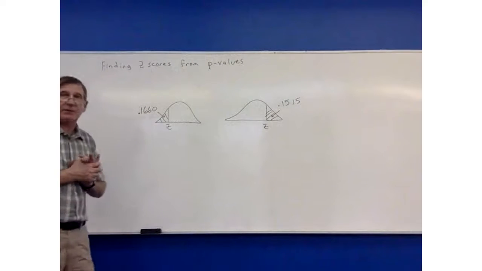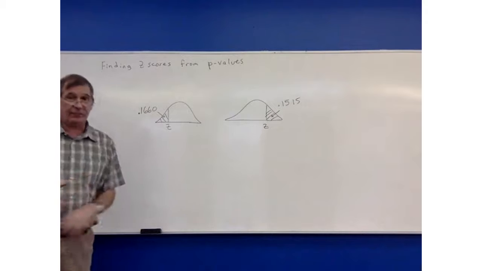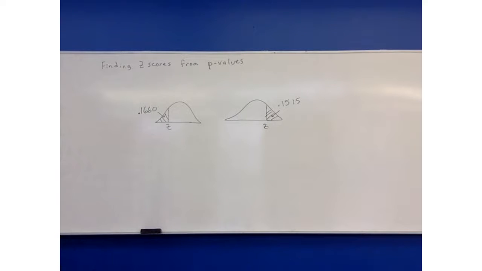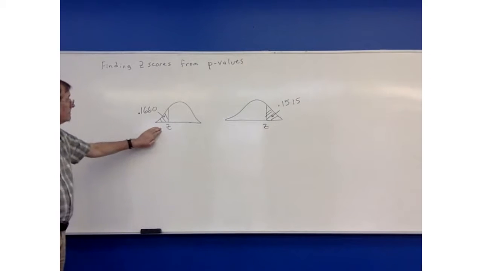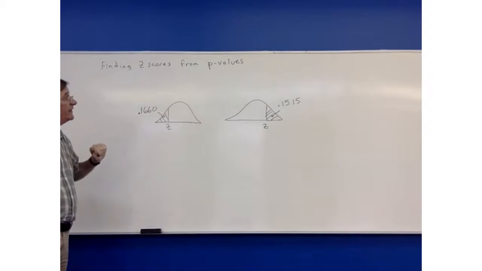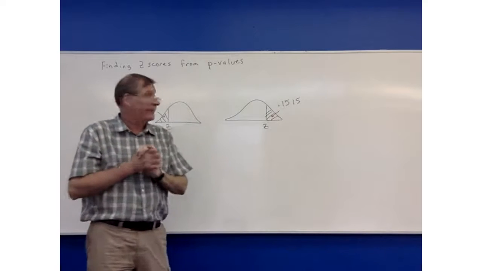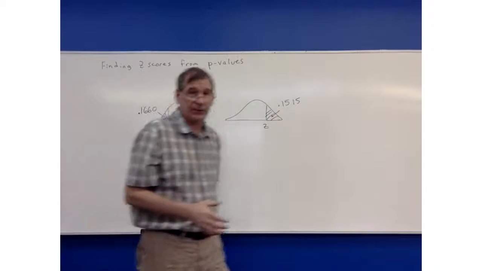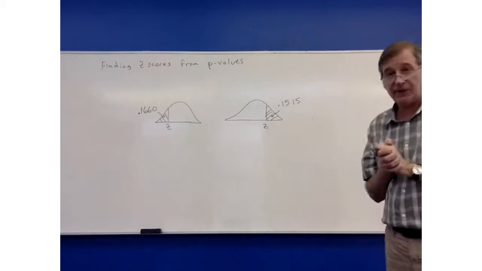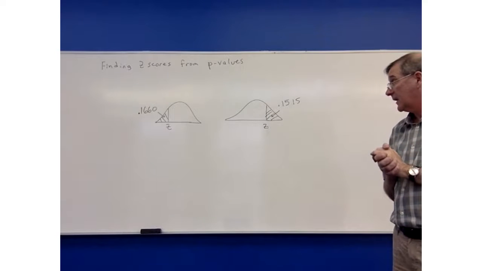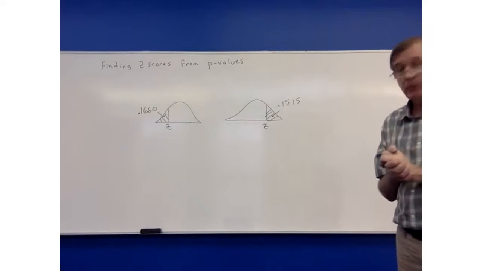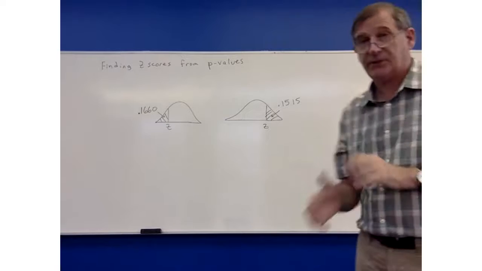Okay, I put a couple of problems up here. Here we have the area to the left of z. We've got 0.1666. Find z. Here we've got the area right of z is 0.1515. Find z. Why don't you pause this video for a moment and work the problem, and I'll be back with the answer.